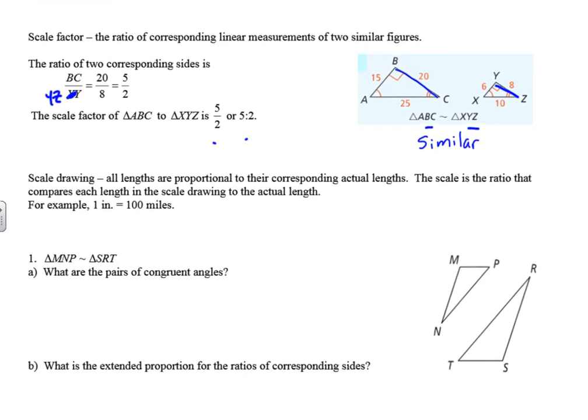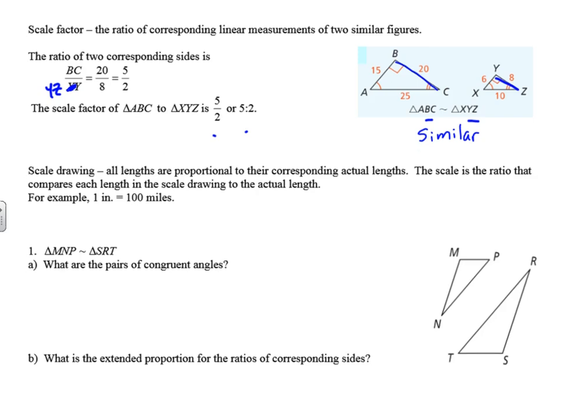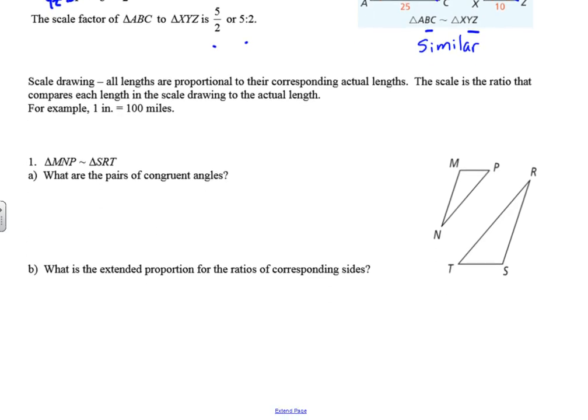So scale drawings are an example of this. All the lengths are proportional to their corresponding actual lengths. The scale is the ratio that compares each length in the scale drawing to the actual length. So 1 inch could equal 100 miles. This is what you'll see if you're looking at a map, or if we're doing a drawing of a building, any kind of floor plans, you're going to have some kind of scale.